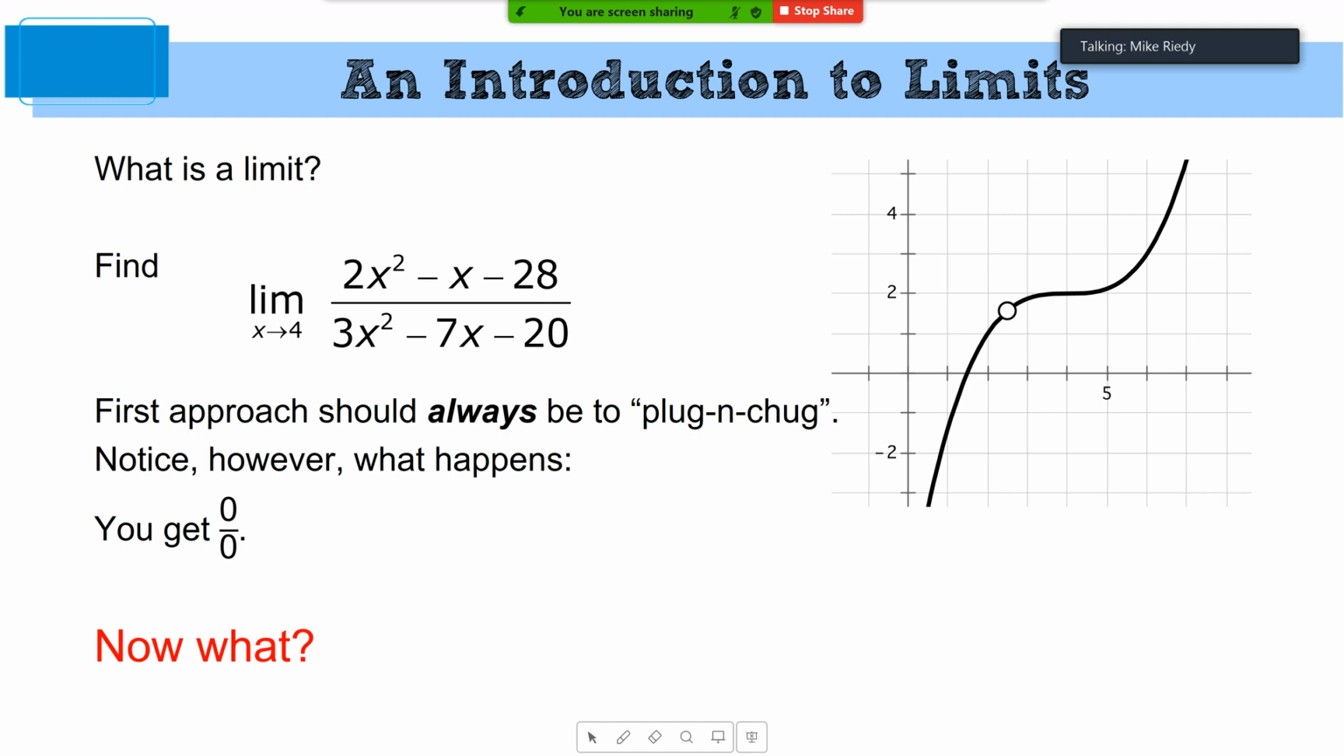Any other ideas? Let me give you a hint. What do you normally do with a quadratic? Factor? Ooh! Go ahead. Factor top and bottom. See what happens. I'll wait. Good practice, by the way.